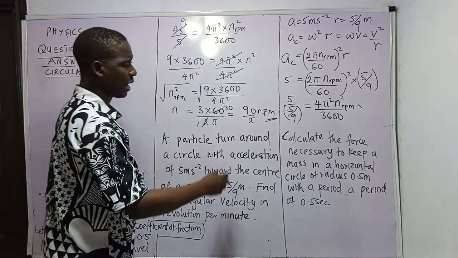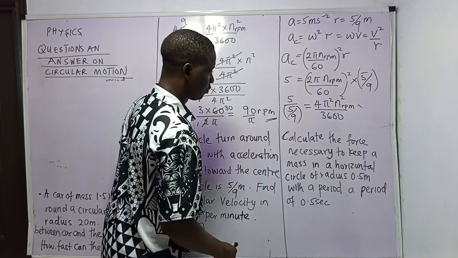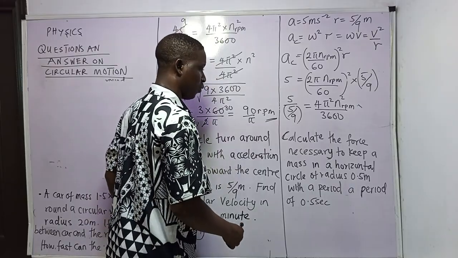The next one says: calculate the force to keep a mass in a horizontal circle of radius what?